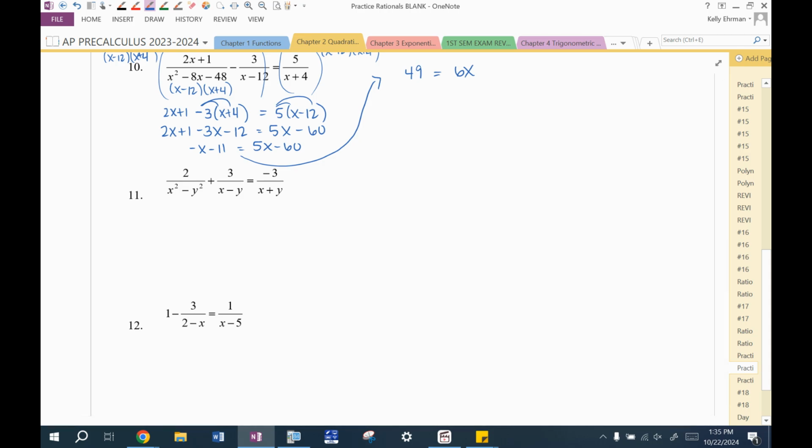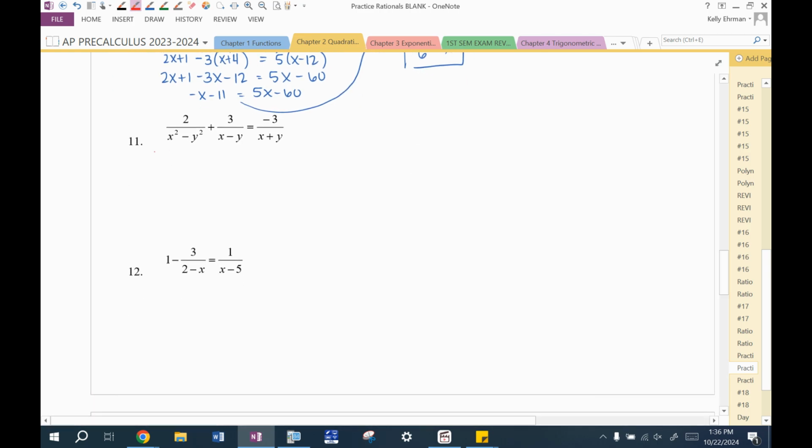All right, so, and then divide by 6. So x is 49 divided by 6, which is definitely not an excluded value. X was not equal to 12 or negative 4, this is neither of those.